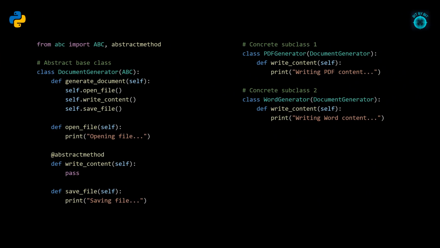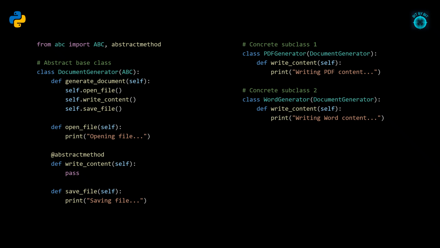This code demonstrates the template method pattern through a document generation system. We start with an abstract base class named DocumentGenerator. It defines a method called GenerateDocument, which outlines the full process: open file, write content, save file.